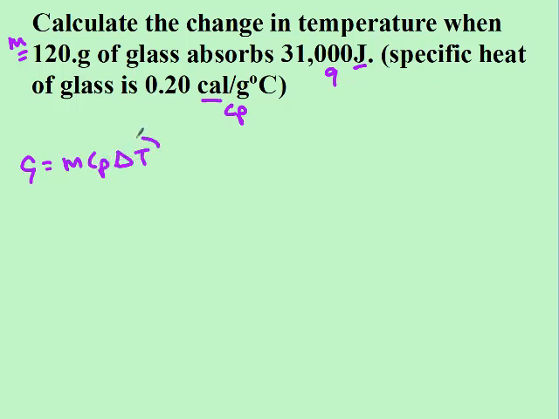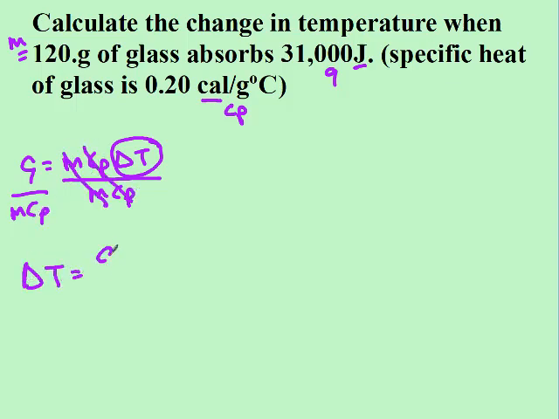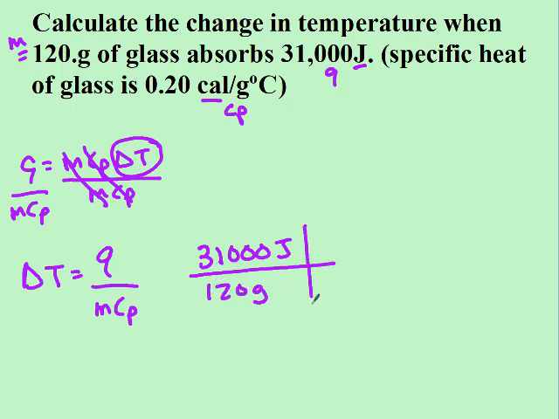The problem wants you to calculate the delta T, so to get delta T by itself, you're going to have to divide by M and CP. So delta T, or change in temperature, is equal to the heat over mass CP. So my heat should go on top, my mass should go on bottom, and then CP goes on bottom. So wherever the CP is where the number and the unit of heat goes. Opposite is where the mass and the temperature is going to go.